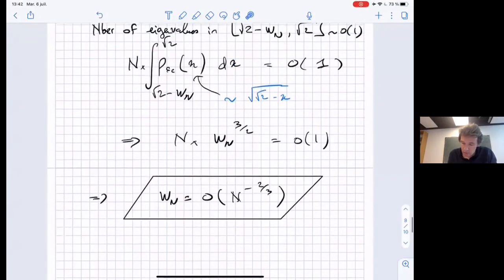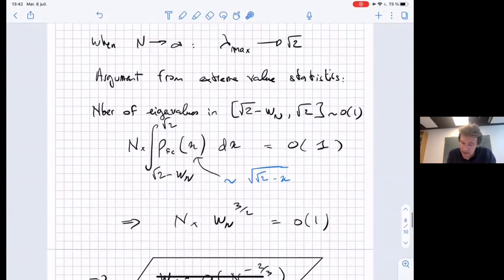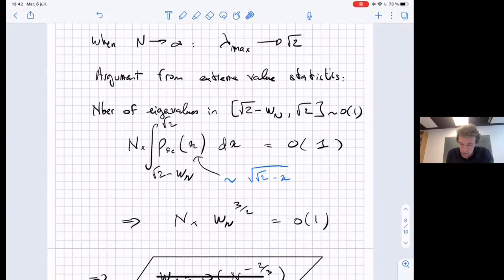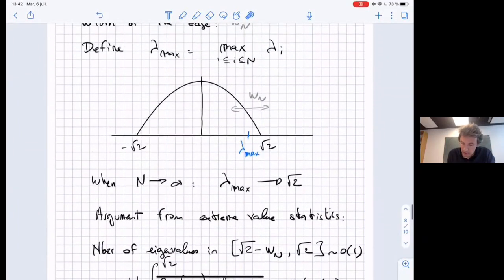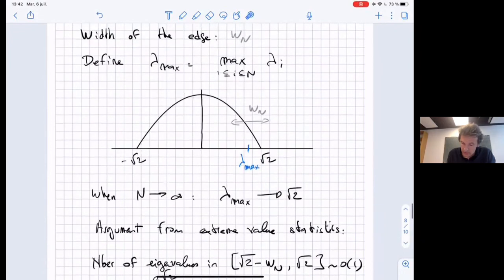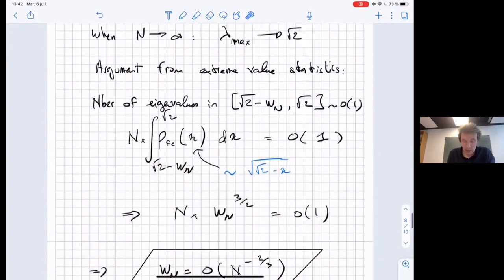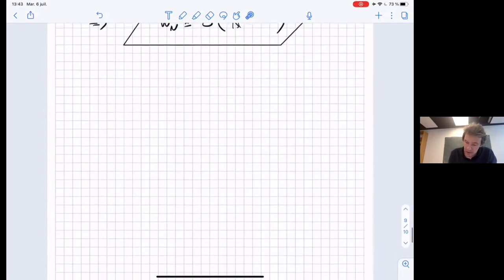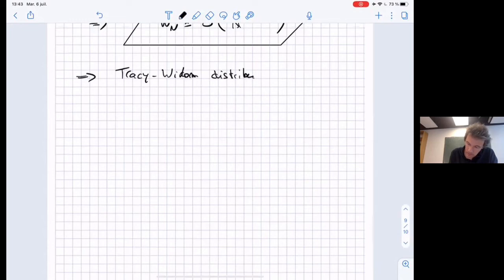Okay. So now we are ready to be a bit more precise. We have now the scale of the fluctuations of lambda max, and now we would like to have more than that and say something about the distribution of lambda max. That leads us to the Tracy-Widom distribution. In fact, I should say Tracy-Widom distributions.